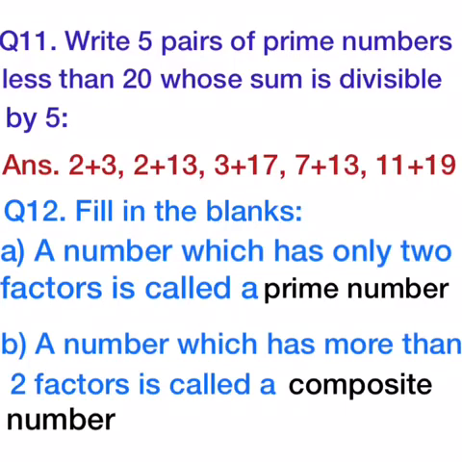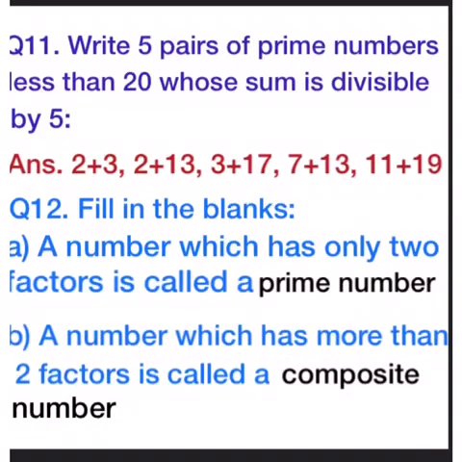Now question number 11. Write 5 pairs of prime numbers less than 20 whose sum is divisible by 5. Now we have to find out such 5 pairs whose sum will give a number which is divisible by 5. That means it is exactly divisible by 5. So the first pair we have is 2 plus 3. 2 and 3 both are prime numbers and their addition is 5, which is divisible by 5. 2 plus 13. 2 plus 13 is 15 and it is also divisible by 5.